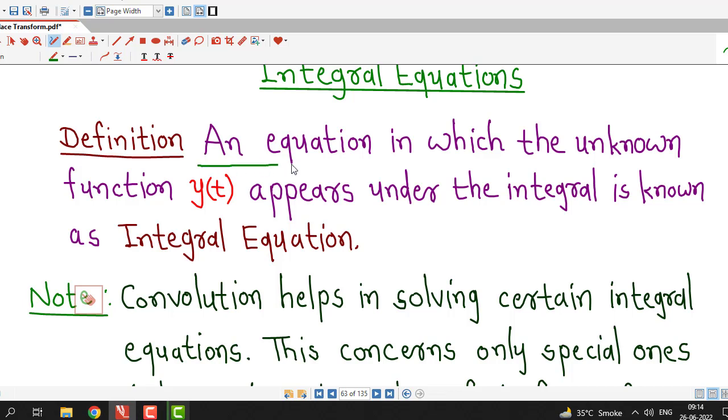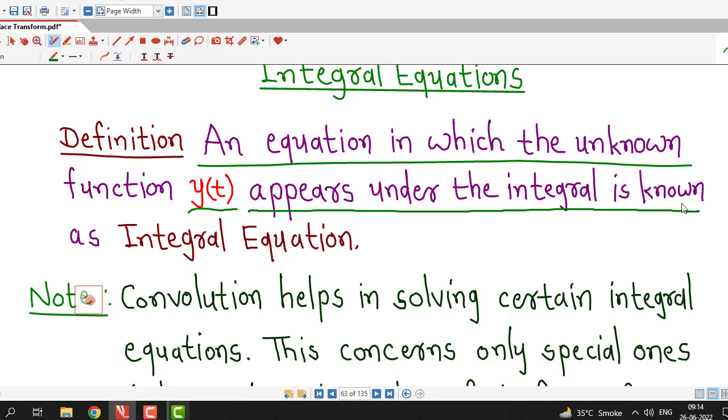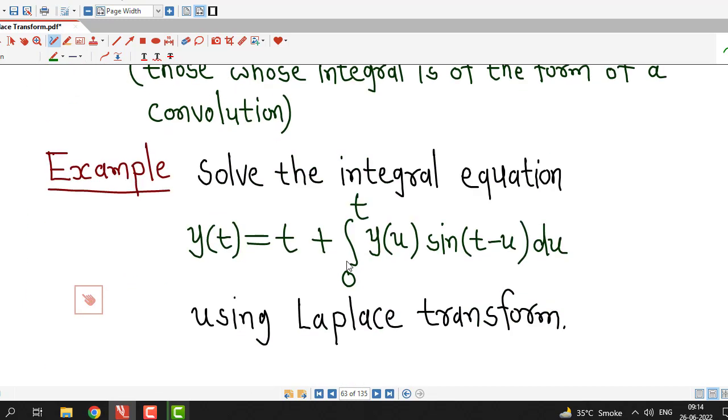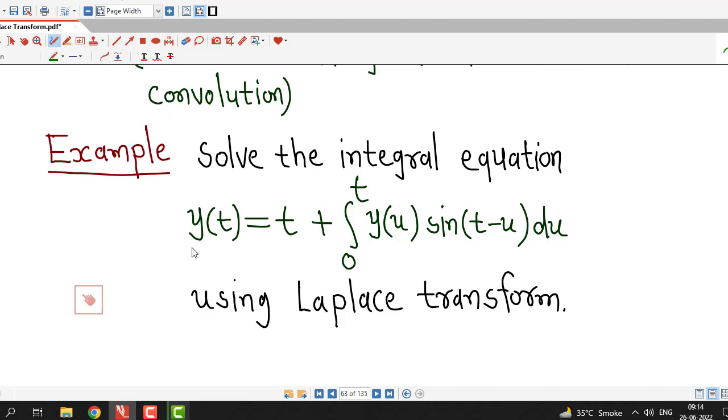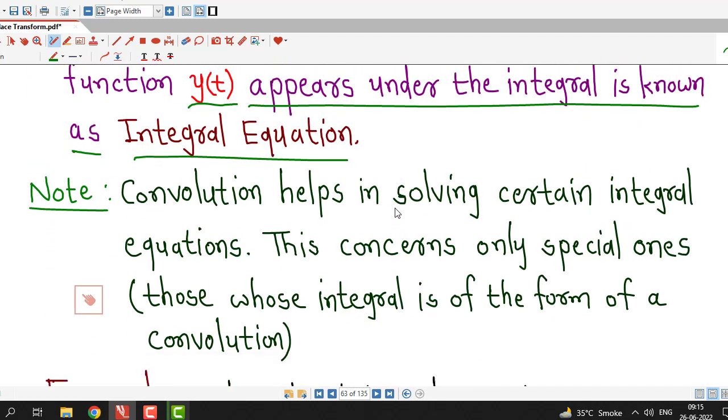An equation in which the unknown function y of t appears under the integral sign is known as integral equation. For example, you can see this equation y of t equal to t plus integral from 0 to t y of u sine of t minus u du. So here y is the unknown function of this equation and it appears under this integral sign. So this is an example of integral equation.